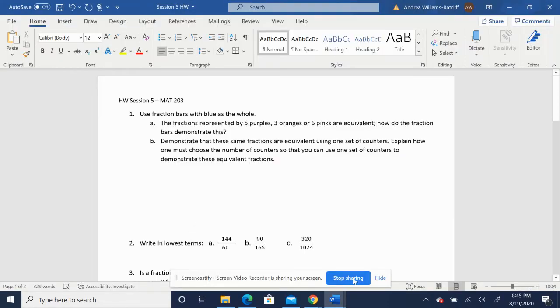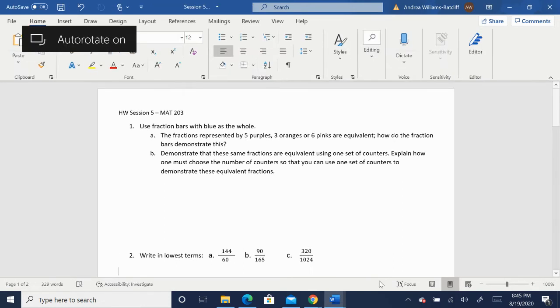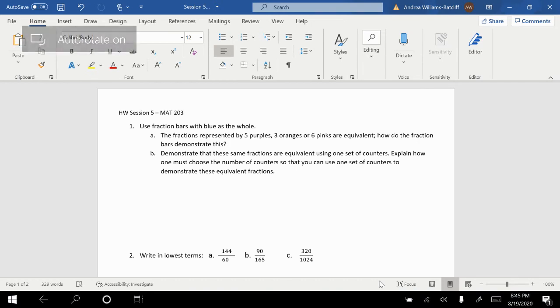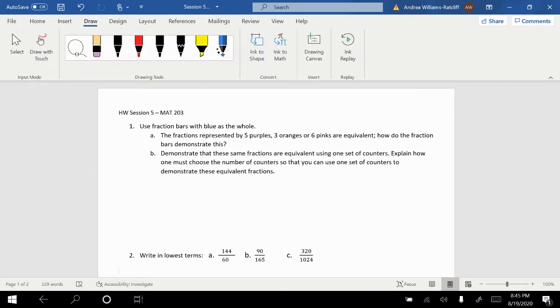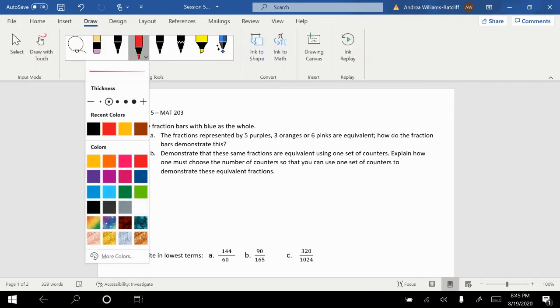Okay, we're looking at session 5 here, starting out with some fraction bars to talk about equivalent fractions. We are going to use our blue bar as the whole, okay? And then we are going to show some equivalents with some other colors. So again, I know that this is not going to be perfectly even, but let's see if we can get a general idea of what we're doing here.